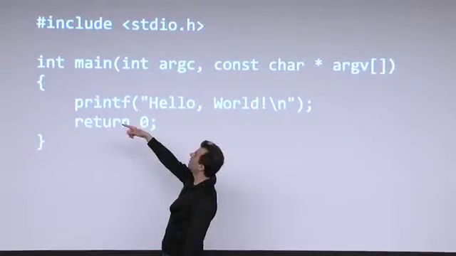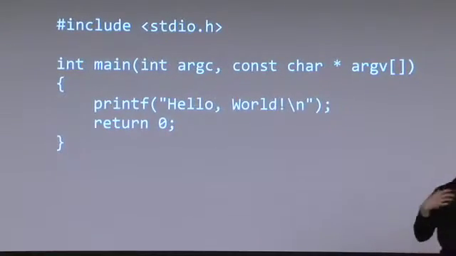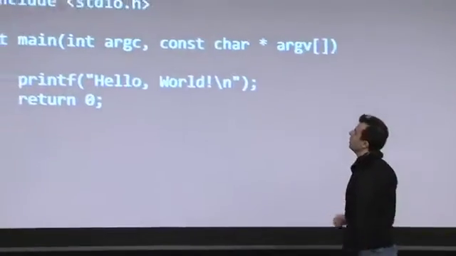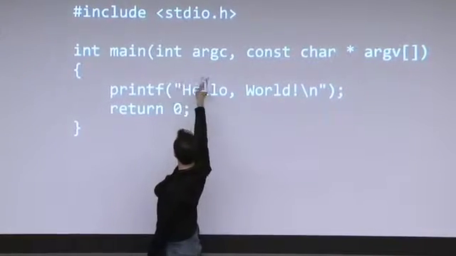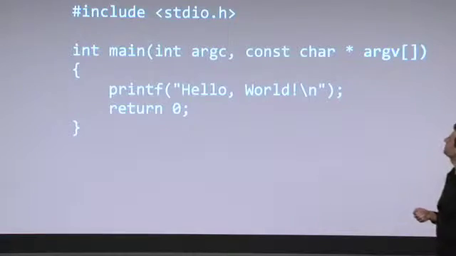Here is, much like Java, a sort of cryptic declaration of a main function. Int means main returns an int. Generally, a program will return 0, and that means all is well. If it returns anything other than 0, that generally means something went wrong. Int argc here is just like Java. It's going to be the number of command line arguments passed to the program.